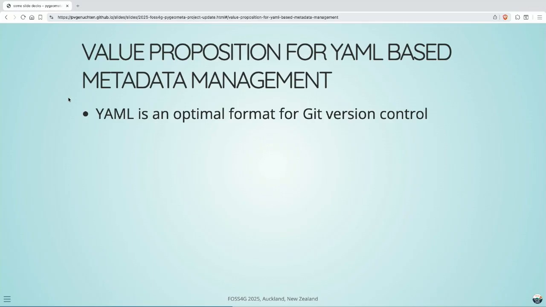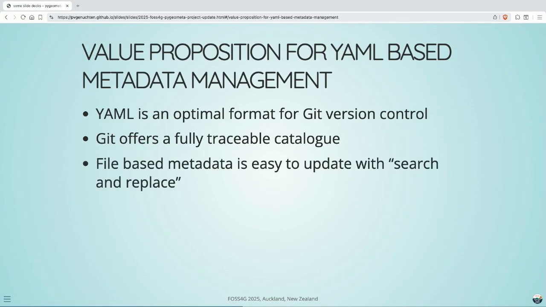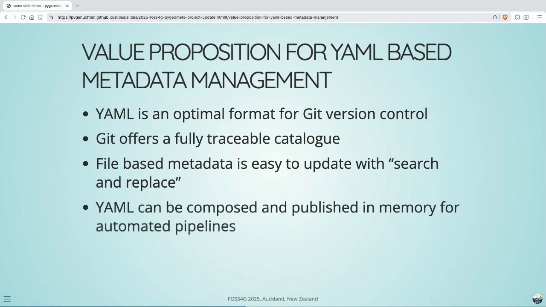So back to this. YAML is optimal for version control and Git for that matter, so it plays well with pygeometa. Because we manage things in Git, you can have a fully traceable catalog and revision history around your metadata documents. And it's very easy to do search and replace type modifications on your metadata, as opposed to using a full-blown UI where it might be a little bit more interactive, but it does require a little bit more effort. So the goal of the project, again, is really lean and automated, efficient pipelines.